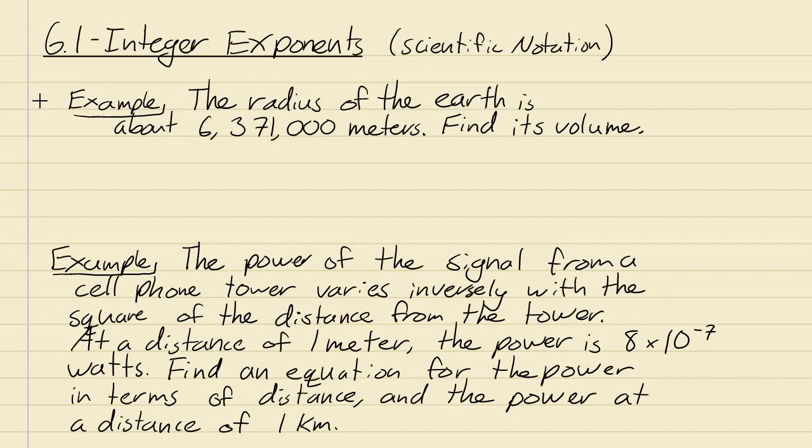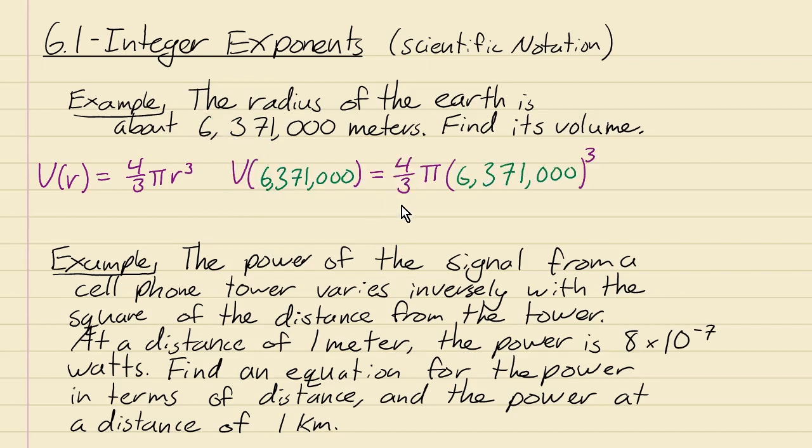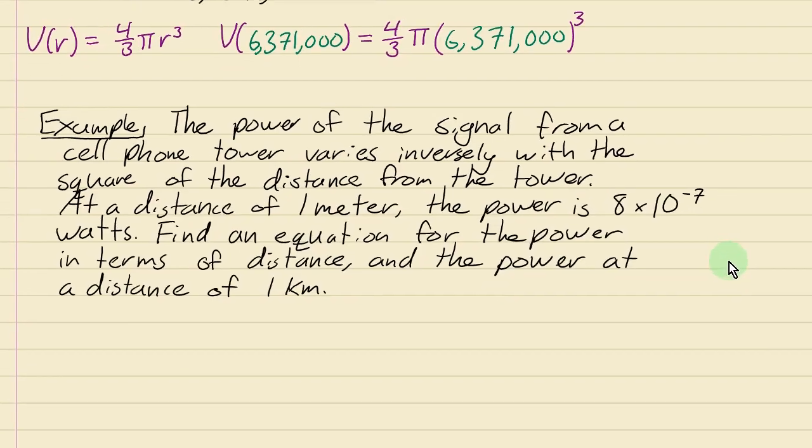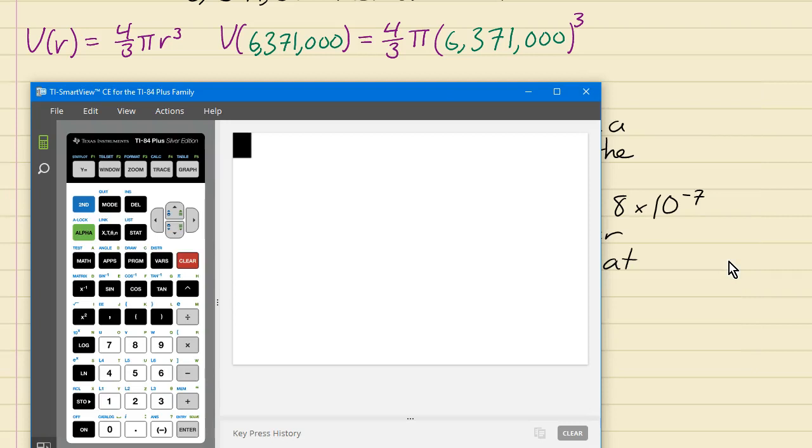Let's find the volume. We're going to use the formula V of r equals 4/3 times pi r cubed. That gives you the volume of a sphere. And we're just going to plug in the 6,371,000 meters into that. And so this is what we want to find, this result. We've got to plug this into a calculator, unless you want to try to do that by hand. Be my guest. So here's a calculator.